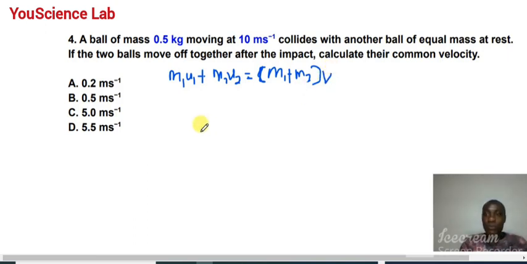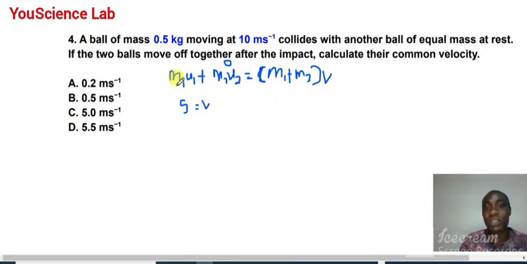Now, here, since the second object was at rest, the momentum of the second object is going to be 0. So this is just going to be 0. Now, the first ball is 0.5 kilogram and it was moving at 10 meters per second. So M1 U1 is going to be 0.5 times 10. That's going to give me 5. So since this is 0, I'll leave that, is equal to. The two objects are equal in masses. So 0.5 for the first mass and 0.5 for the other. When I add 0.5 plus 0.5, that's going to give me 1. 1 times V is equal to V.